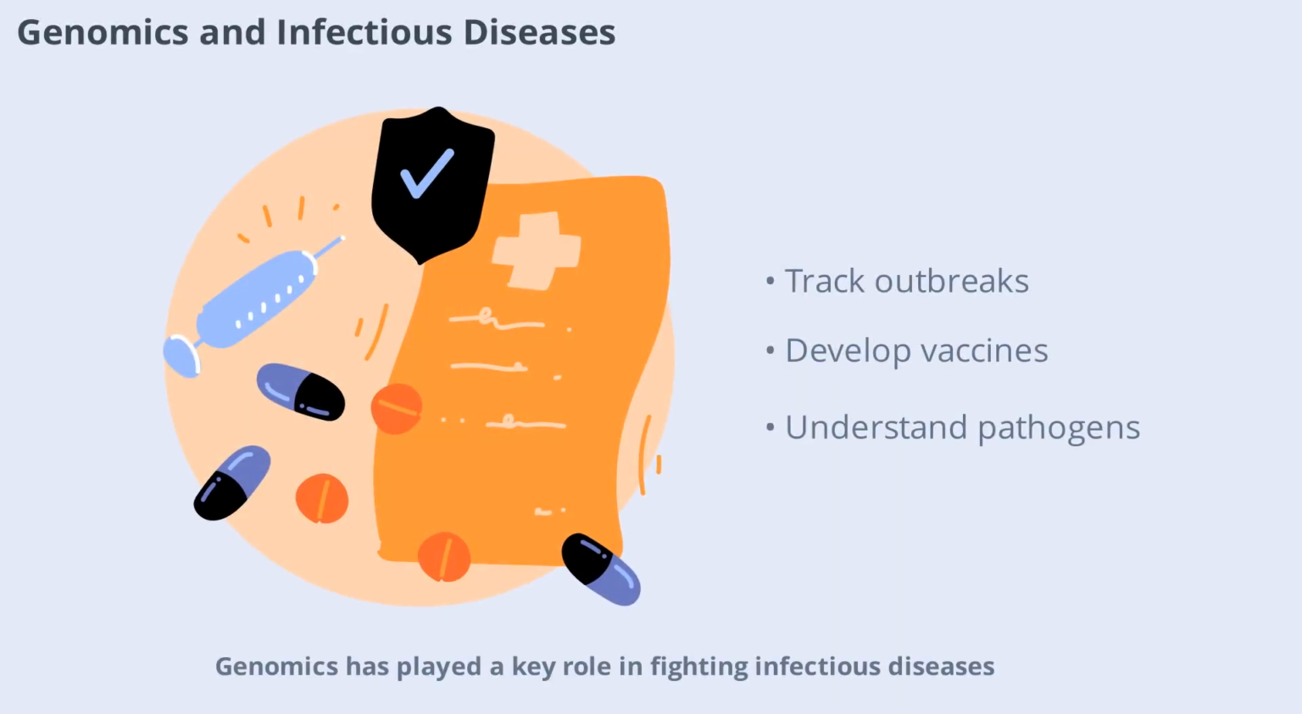Genomics has played a key role in fighting infectious diseases. By sequencing the genomes of viruses and bacteria, scientists can track outbreaks, develop vaccines, and understand how pathogens evolve. This has been especially important during global health crises.